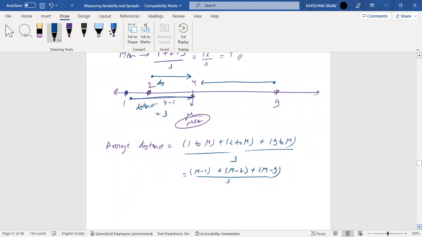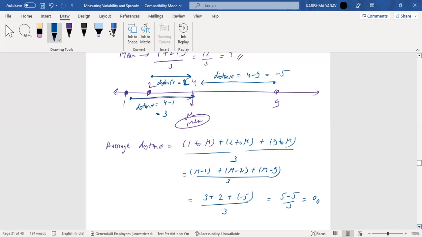Now what is the distance of the 2 from the mean? For this, the distance is 4 minus 2, that is equal to 2. And for the 9 point, we have the distance 4 minus 9, that is equal to minus 5. So we got 4 minus 1, 3, plus 4 minus 2, 2, plus 4 minus 9, minus 5. What is the sum of these? 5 minus 5, divided by 3, that is equal to 0.